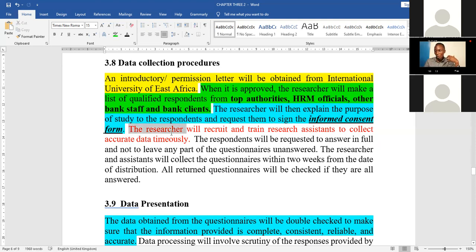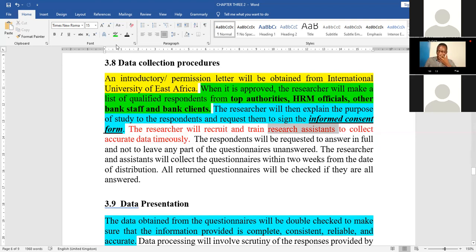Then after that, the researcher will recruit and train research assistants to collect accurate data timelessly. Now, meaning that you cannot go to the field alone. You can get your classmates, your friends, and then you train them on how to collect the data. Okay, and then those are going to be your research assistants.